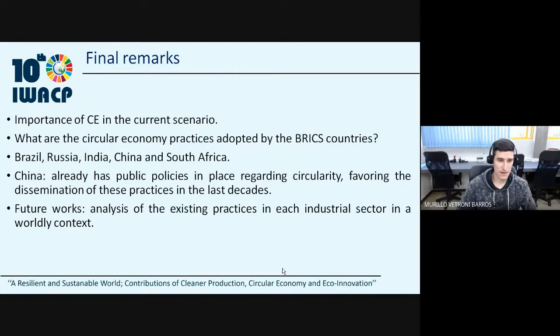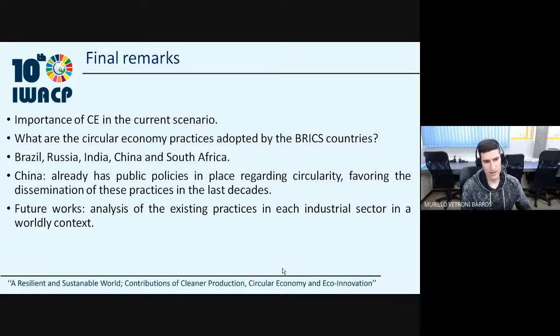So, last, a few takeaways from our study. The motivation for the present study was given by the importance of circular economy in the current scenario of these emerging countries. The central problem considered consists in answering what the circular economy practices adopted by the BRICS are.